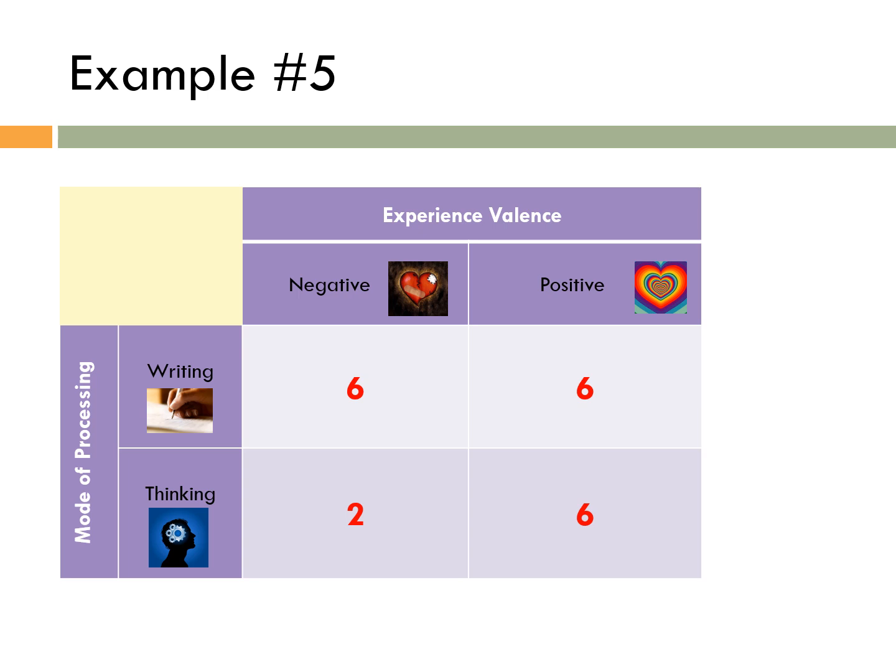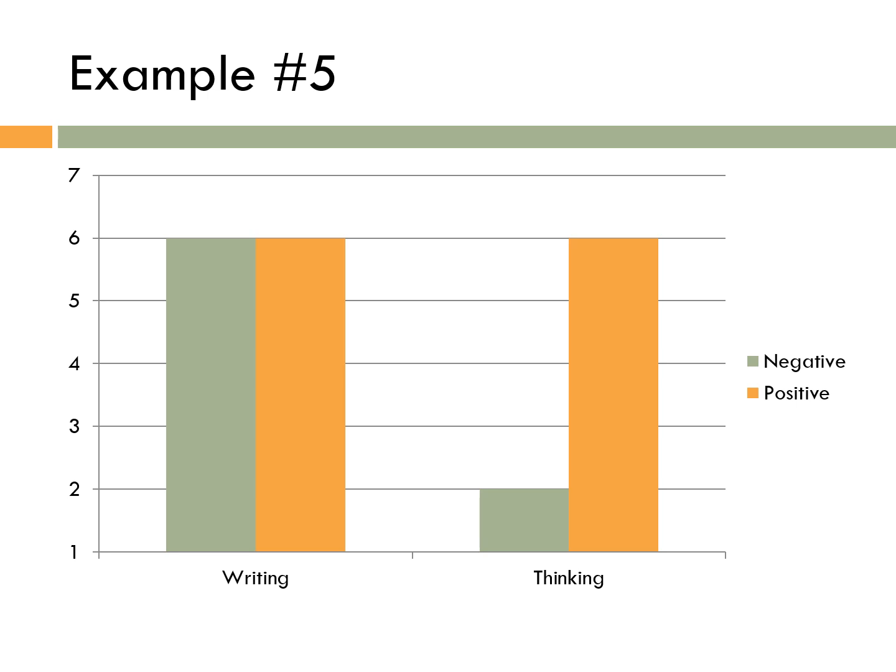So this time we have all 6s and there's a 2. So something's going on in that thinking about a negative experience that looks pretty different from everything else. Here we have that bar chart visualization of this data, and you can clearly see that there's not really anything going on within the writing condition.